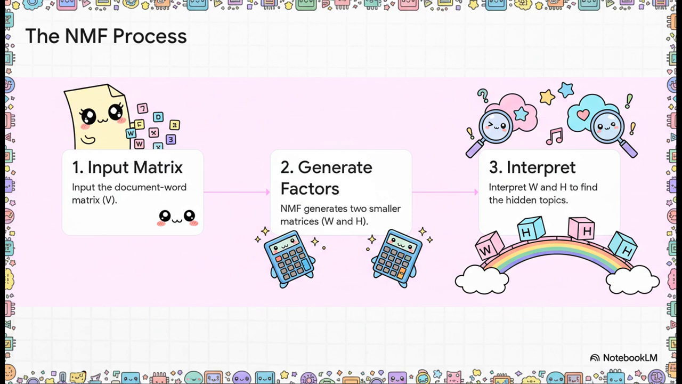First, we just feed it our giant document word matrix. That's our V. Then NMF works its magic and splits it into those two smaller matrices, W and H. And finally, the fun part. We get to interpret W and H to find the hidden topics.